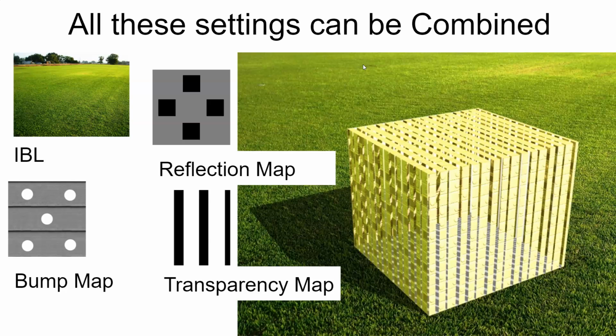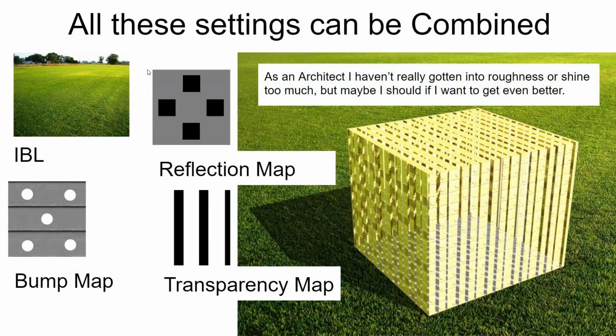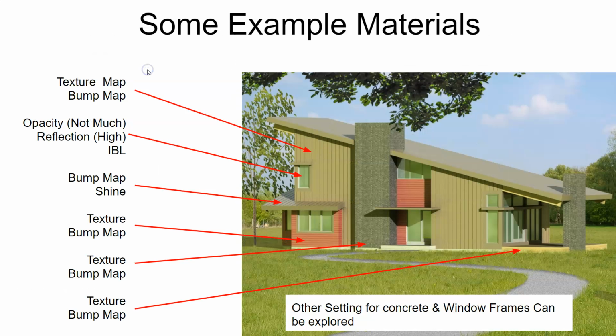Even the ones I didn't show, like shine. I could have added a shine map as well. I could have added a roughness map as well if I wanted to. But feel free to combine them together, which makes sense because most everything will have a bump map in it. So if it's got anything else, you might get that as well.